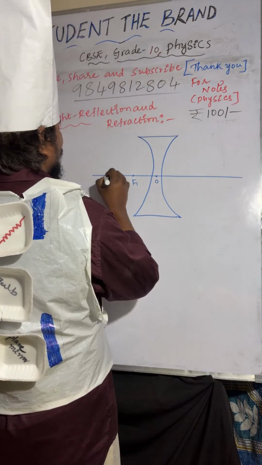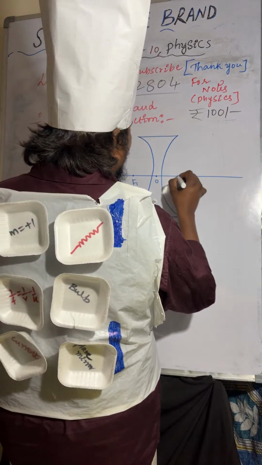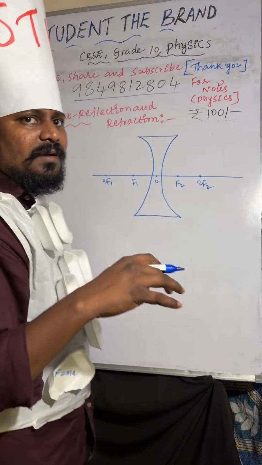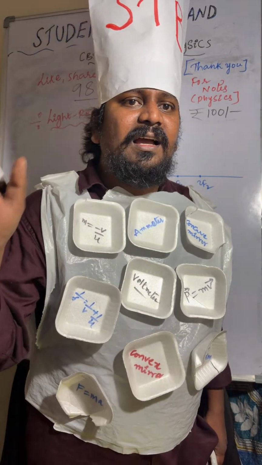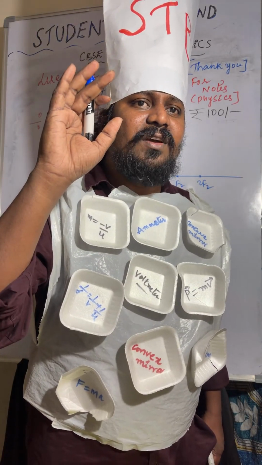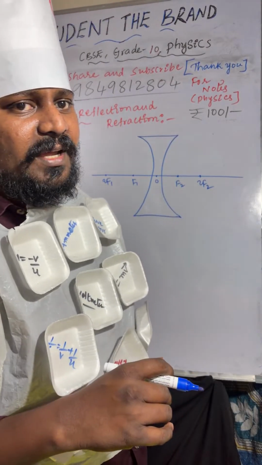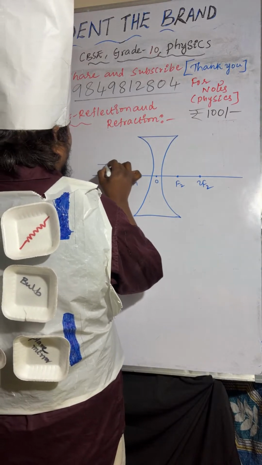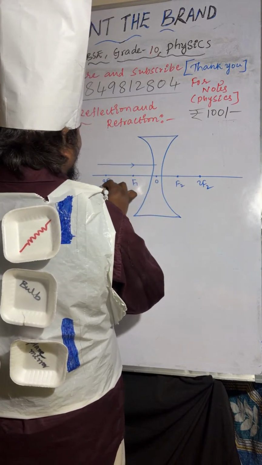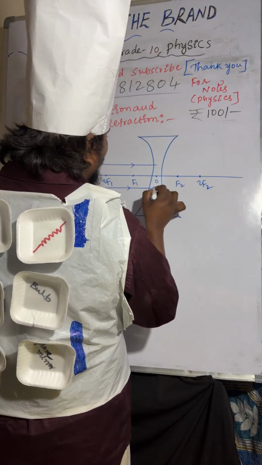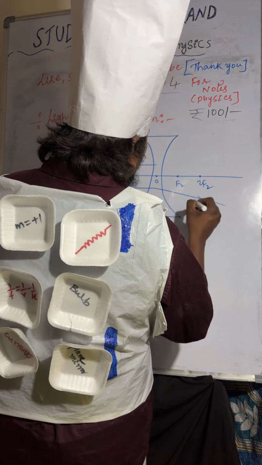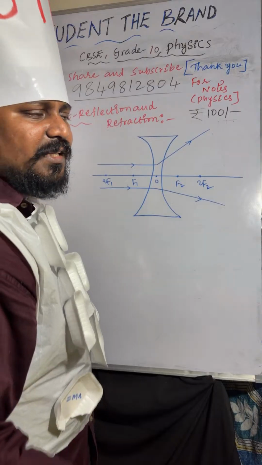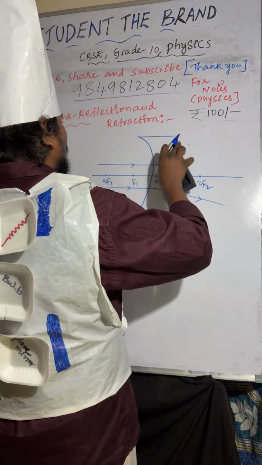Now we will discuss image formation by concave lens. F1 to F1, F2 to F2. The object is placed at infinity. Where is the image forming? At focus.